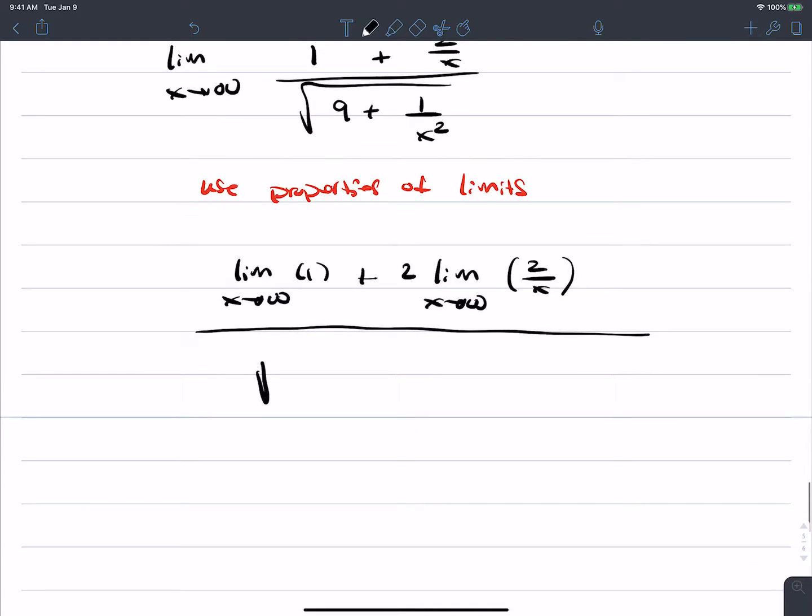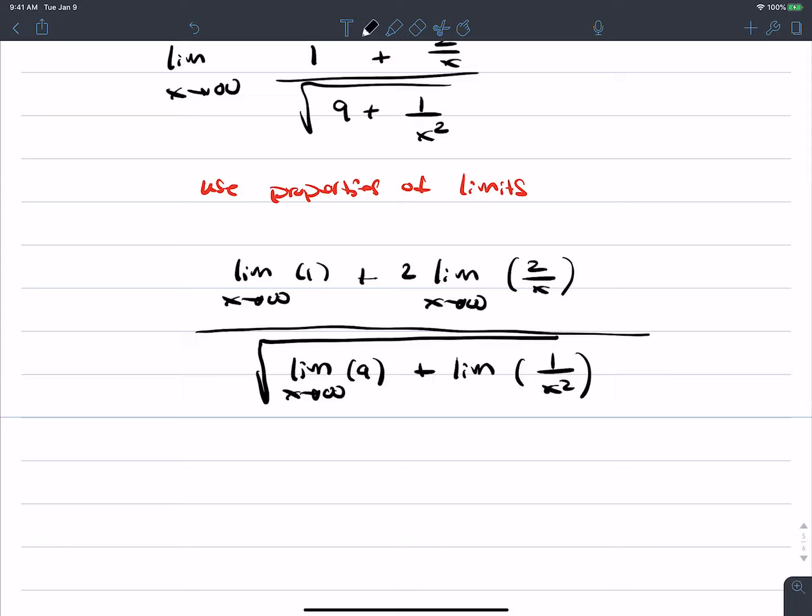What can we say? Square root of the what? Of the limit. Is that right? So this is the square root of the limit of 9 plus that limit of what? 1 over x squared. And this is all by properties of our limits.